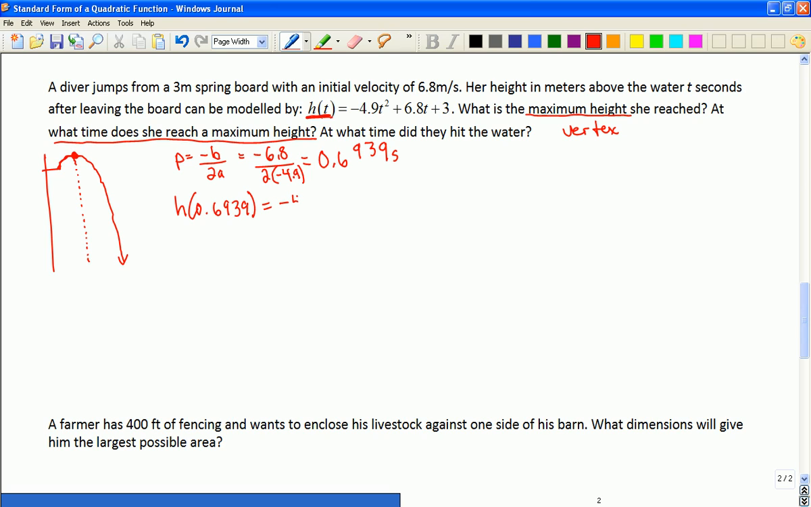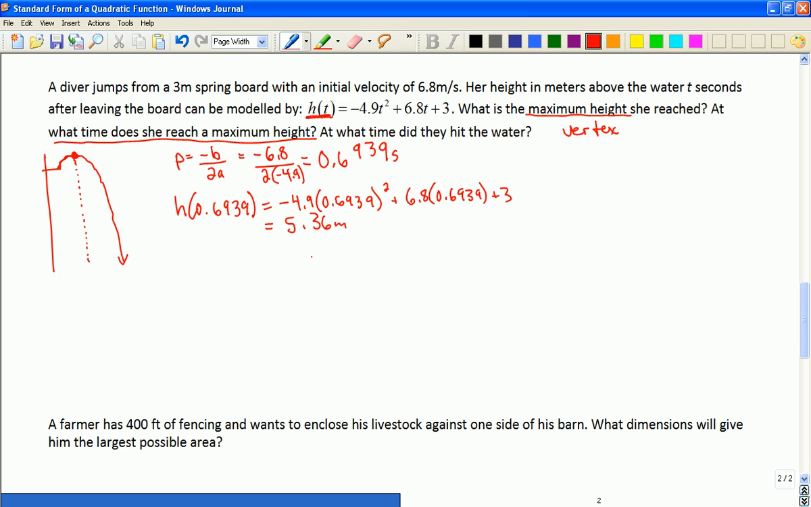is going to need a calculator here for this, but in my calculator I haven't rounded it just to make sure I keep the most accurate answer. But it would look like this, and it's going to be 5.36 meters that she reaches if we answer to 2 decimal places.